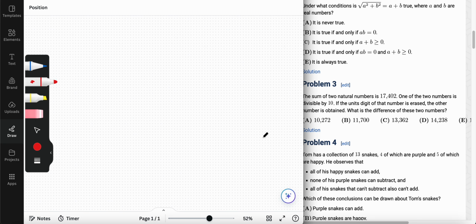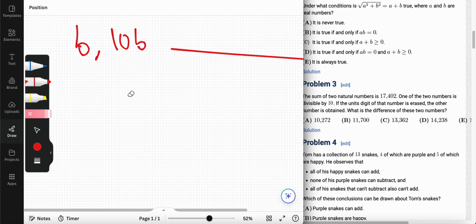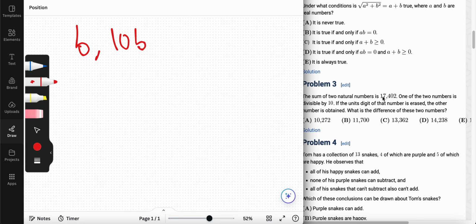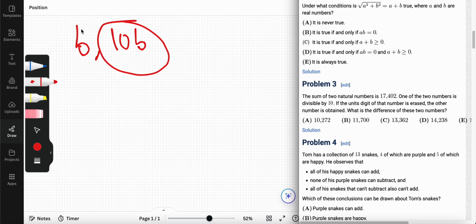Okay, so now that we know what natural numbers are, it says the sum of two natural numbers is 17,402. One of the numbers is divisible by 10. If the unit digit of that number is erased, the other number is obtained. What's the difference between these two numbers? Okay, so I can say that my two numbers are 10b and b. This is divisible by 10, and then the units digit. Okay, so this makes sense.